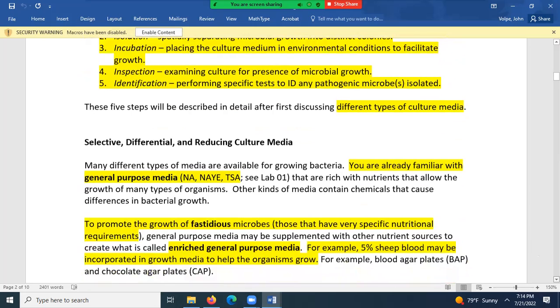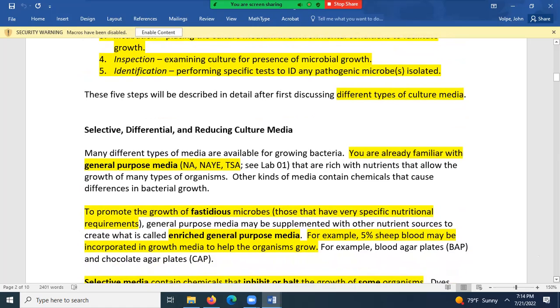You're already familiar with general purpose media, and that is to grow many bacteria cheaply, such as growing it on NA plates, nutrient agar, on nutrient agar with yeast extract, or growing it on TSA, tryptic soy agar. These grow many different organisms, not all organisms, but many, and there's no selection on the plates. And their purpose is just to grow the bacteria and to grow them cheaply.